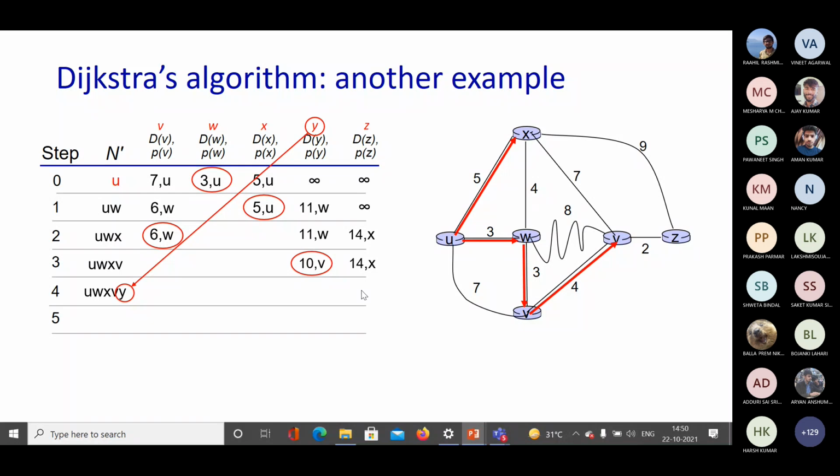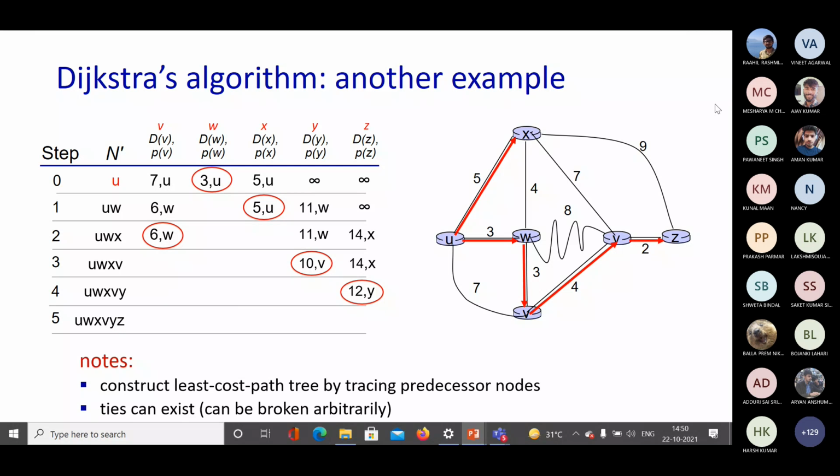12 comma Y. How are you getting that? U to W, W to V, V to Y, and then Y to Z. That costs you 12. Now it's done. All the nodes are visited, and this is your least cost path. So from U in this particular graph, if you have to reach all the other nodes via shortest cost path, then this is your path.